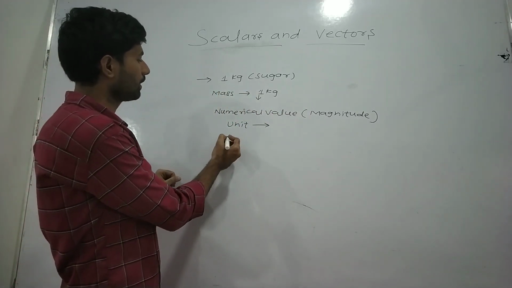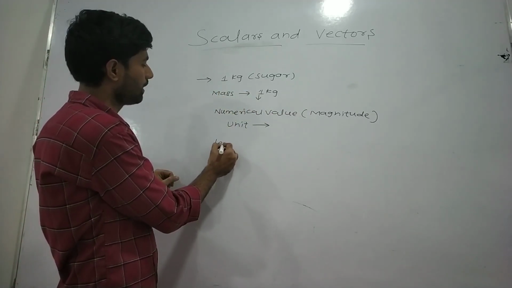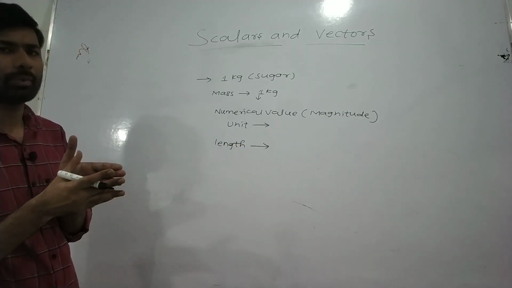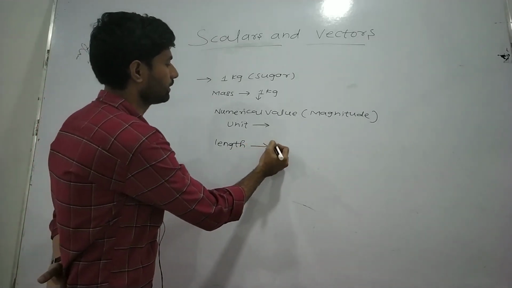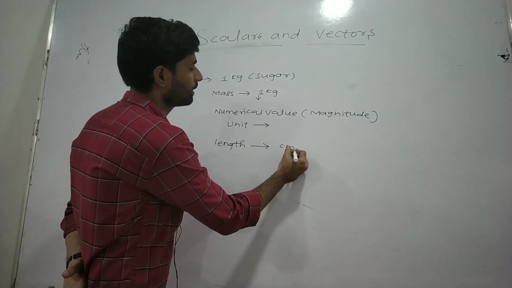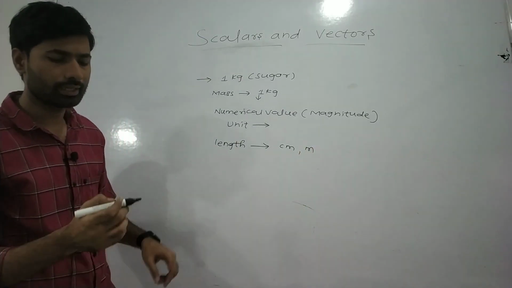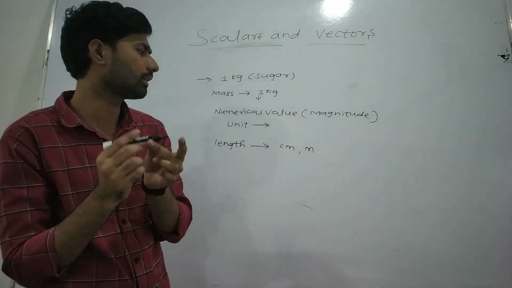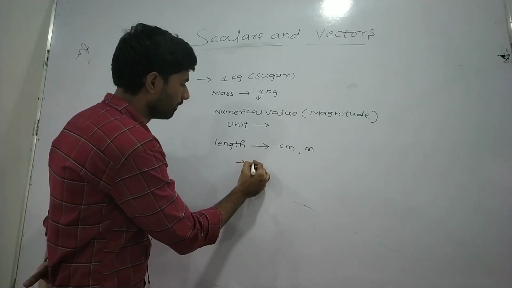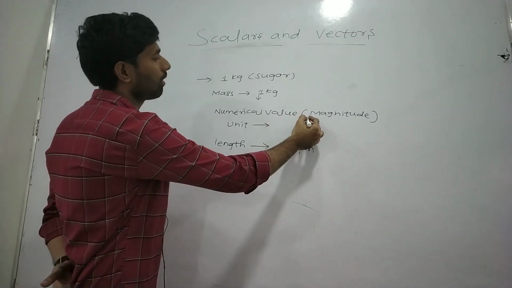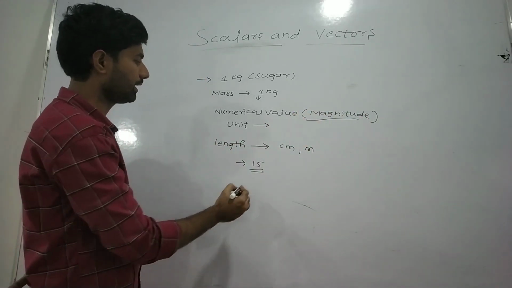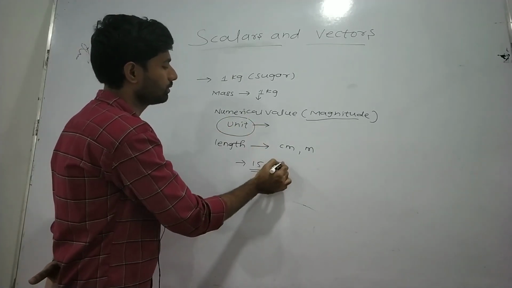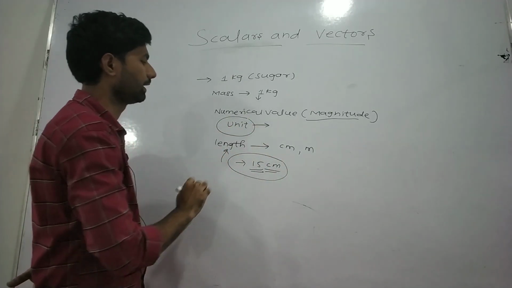Now consider another scalar quantity, that is length. What do you measure length in? Length you measure in centimeters or meters. For example, if we take this marker, it is nearly 15 centimeters. Here 15 is the numerical value, otherwise the magnitude of the quantity, and centimeter is the unit assigned to the length.